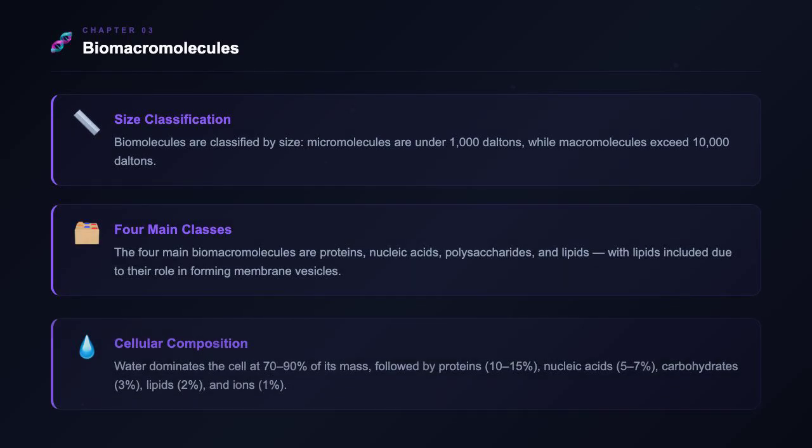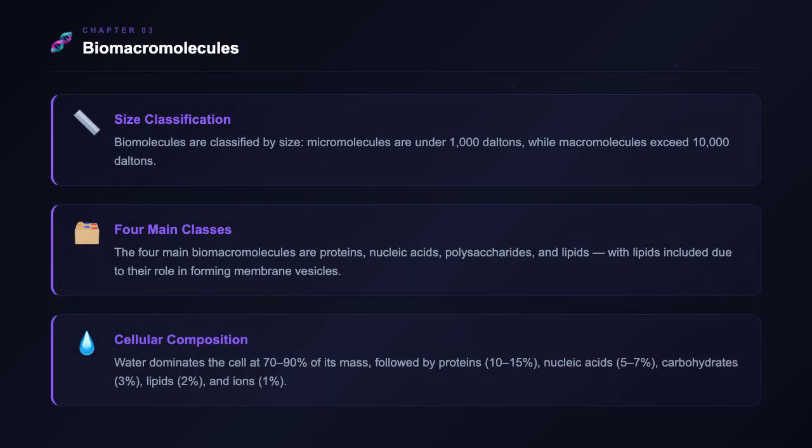Biomolecules are divided into two groups based on size. Micromolecules have molecular weights under 1,000 daltons. Macromolecules have weights over 10,000 daltons. There are four main classes of biomacromolecules: proteins, nucleic acids, polysaccharides, and lipids. Lipids are an exception, as they are included in the macromolecular fraction due to their role in forming membrane vesicles.